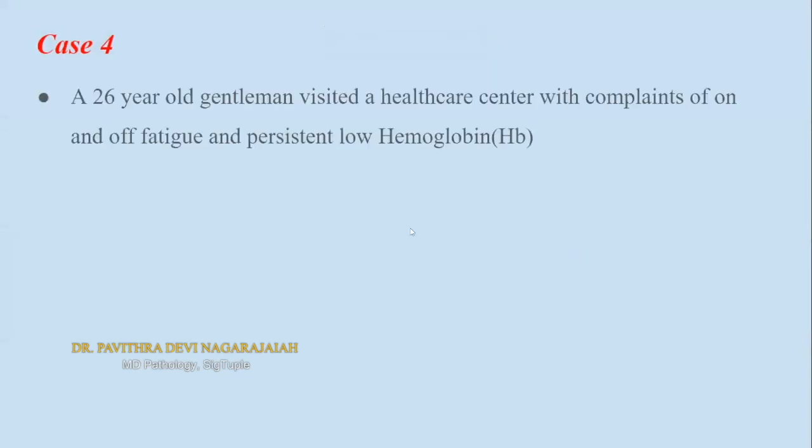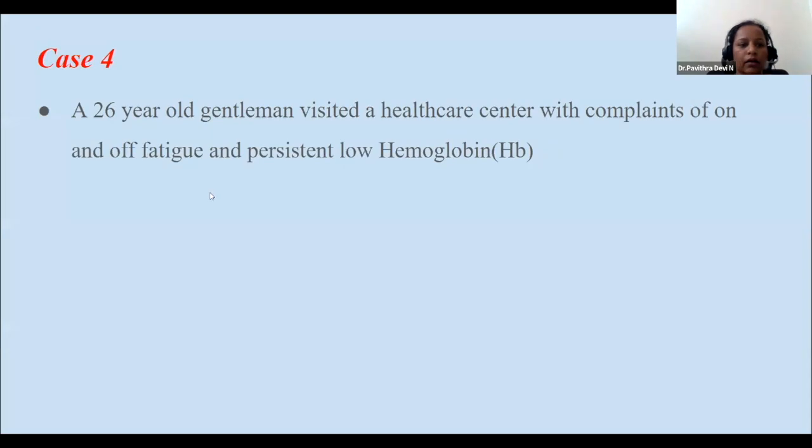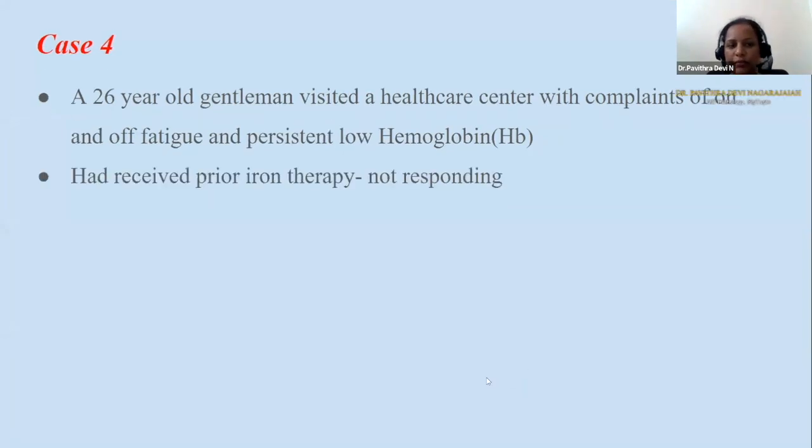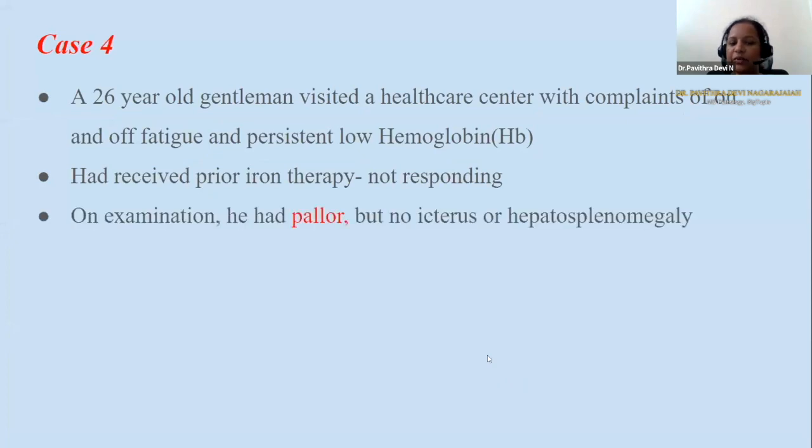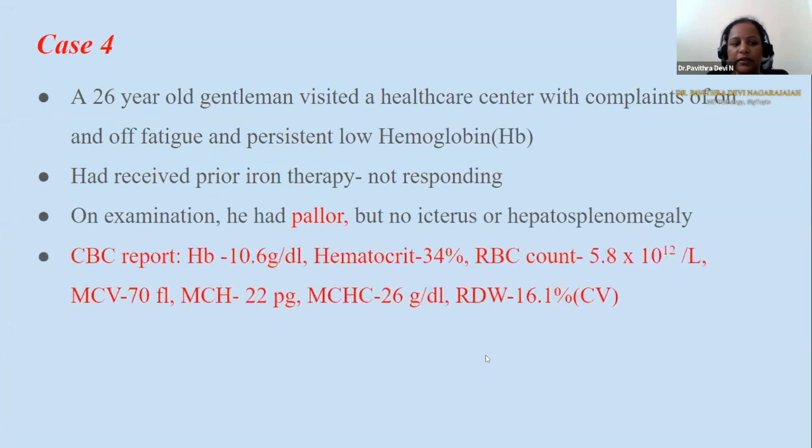This was a 26-year-old gentleman who visited a healthcare center with complaints of on and off fatigue and persistent low hemoglobin. He had received prior iron therapy, but he was not responding to treatment. On examination, he had pallor, but no icterus or hepatosplenomegaly. And the CBC was ordered.